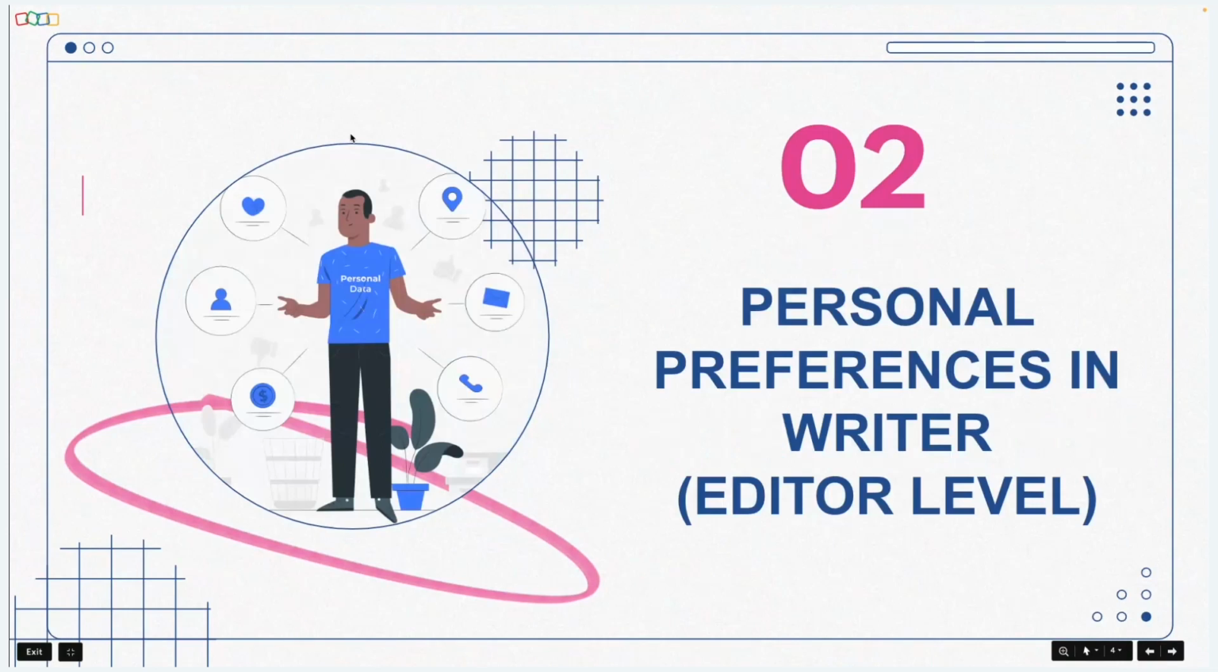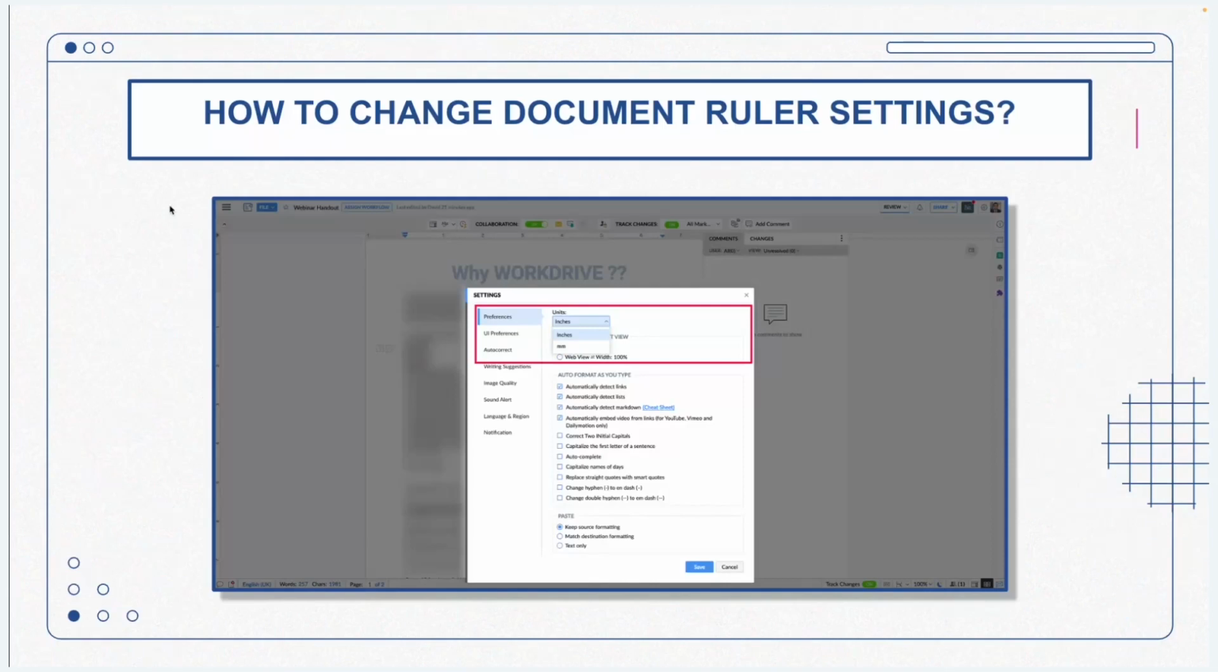Gautam, we often get inquiries from users about personalizing their Writer experience. Can you recall any recent inquiries? Absolutely, Balaji. Just the other day, a user from a marketing company reached out seeking guidance on changing their document ruler settings. They specifically needed their document ruler to be in millimeters instead of inches. So let me show you how that can be done.